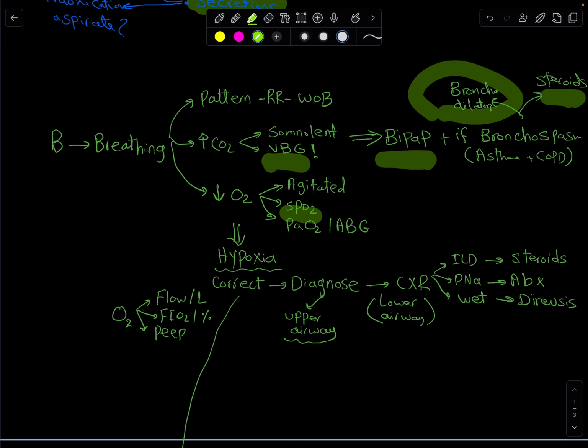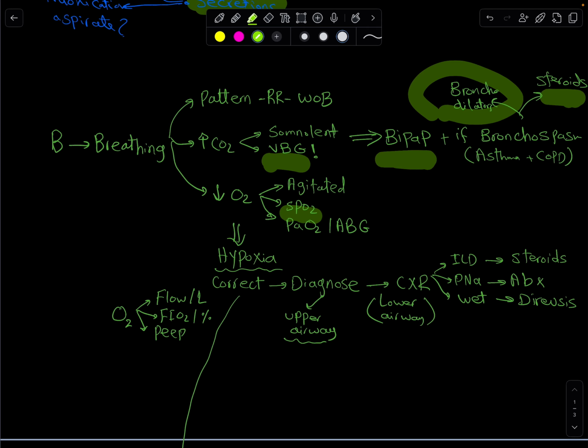Then for the lower airway, usually we do a chest X-ray. You can do it at the bedside. It's fast. And pretty much you can diagnose or have an idea about a lot of different disorders from just the chest X-ray. And usually when I see a patient that's hypoxic, there are three different lines of treatment that you can give: steroids, antibiotics, diuresis.